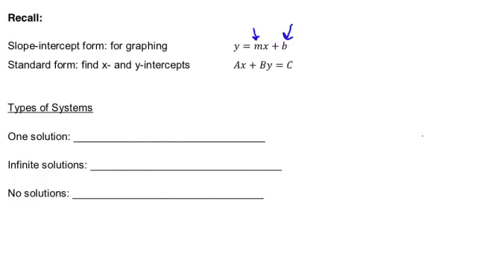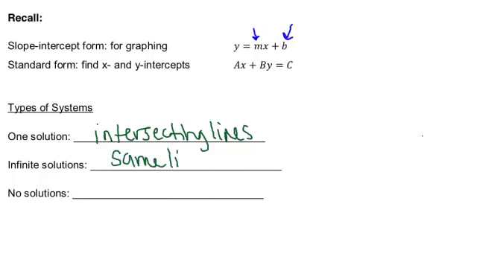There are three types of solutions to systems of equations. The first is one solution, and this is intersecting lines. We know that intersecting lines are going to meet at one point, and so that is when we get one solution. The second is infinite solutions, and this is if we have the same line. You'll notice that the equations are the same. We have the same exact equation, so they're going to share every single point on the line. Therefore, we'll have infinite solutions.